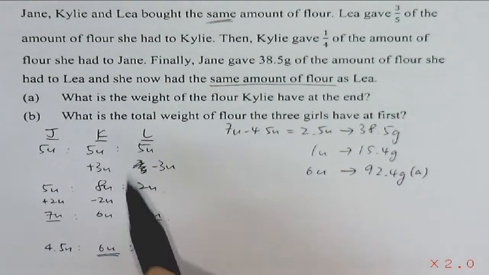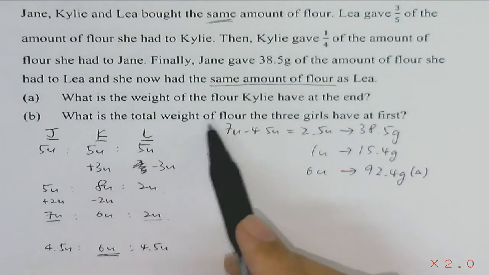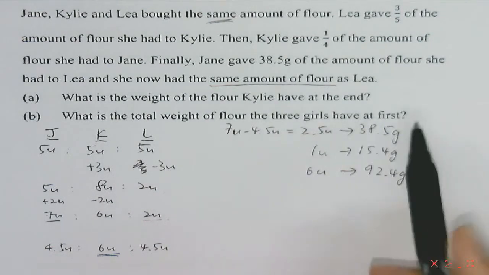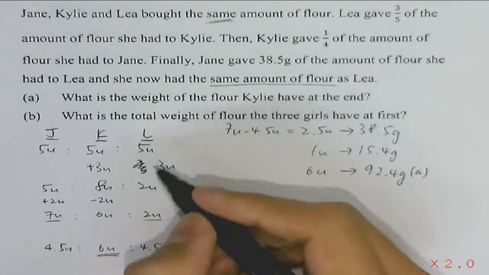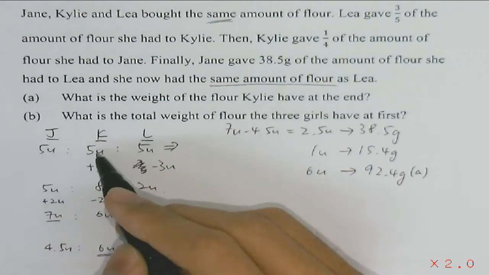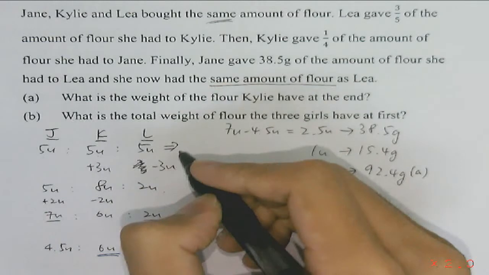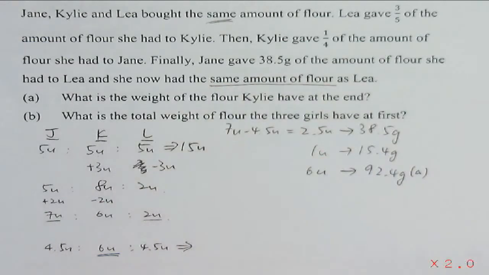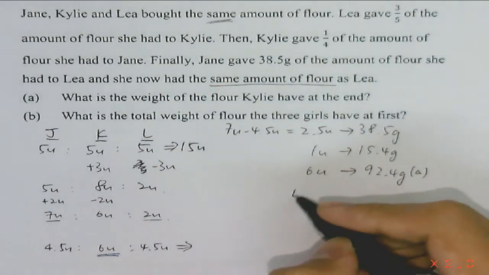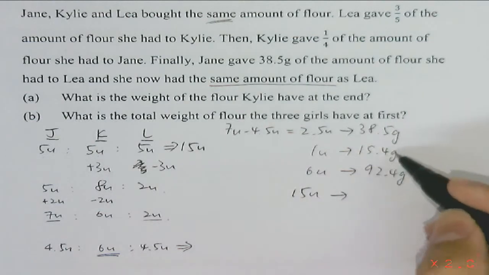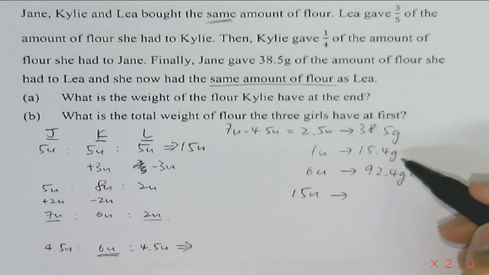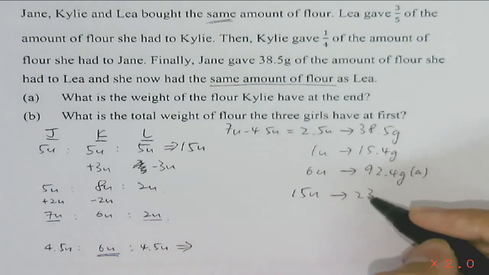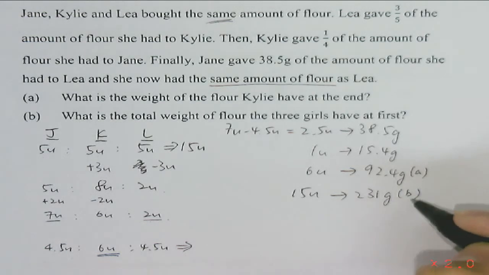As for part B, what is the total weight of the flour the 3 girls have at first? So the amount of flour they have at first will be 5 units plus 5 units plus 5 units. That will be 15 units. So 15 units can be found by taking 15.4 grams, which is 1 unit, multiplied by 15, and we will have 231 grams for part B.